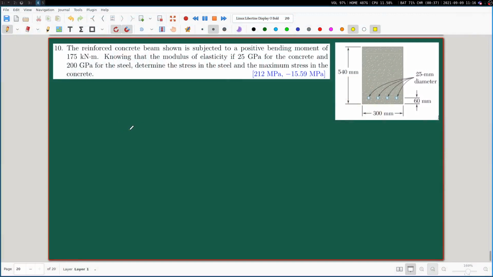Since I ran out of time in today's class, I am recording this extra video just to discuss a special trick which is necessary to solve this particular problem. So here we have this reinforced concrete beam which is subjected to a certain value of the bending moment. The modulus of elasticity of the concrete is given.